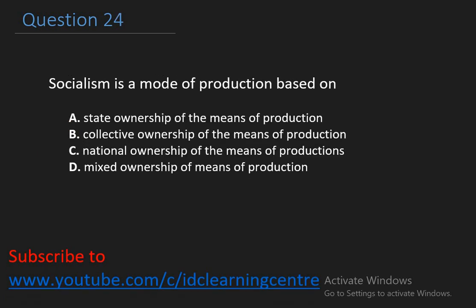Question 24. Socialism is a mode of production based on A. state ownership of the means of production, B. collective ownership of the means of production, C. national ownership of the means of production, D. mixed ownership of the means of production. The right answer is A. Socialism is a mode of production based on state ownership of means of production.